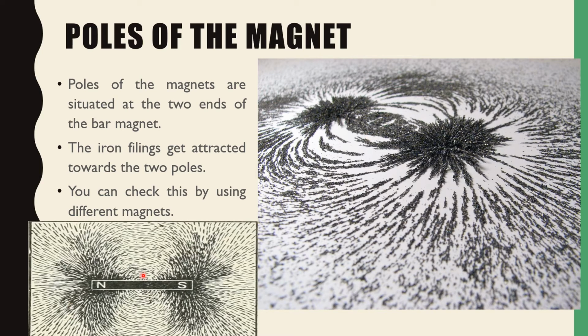So there are two poles in a magnet. One is the north pole and the other one is the south pole, and all the iron filings will get attracted to these. You can see a very good shape. This shape is looking very good. This is very nicely getting attracted to the poles, and a very nice shape has been created by this.